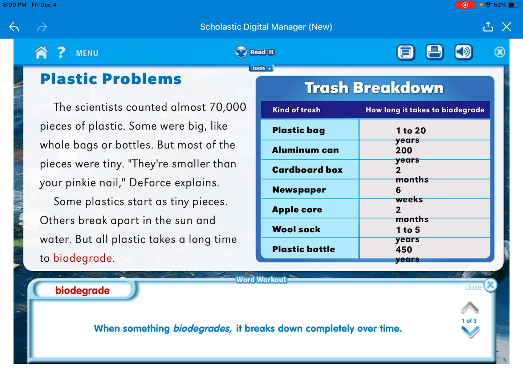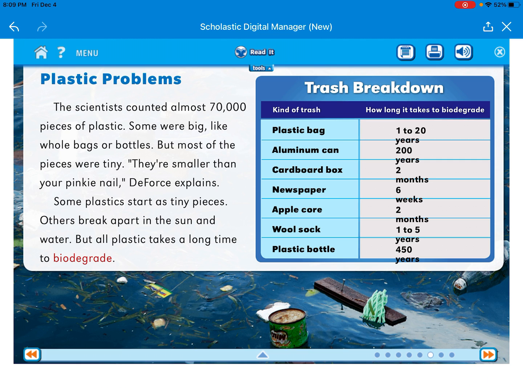If you were thinking of the glossary, you would be correct. The glossary can tell us what the words mean. Over here, though, on the right-hand side, we have a perfect example of a table. Okay, this table is called trash breakdown, and it's telling us how long different kinds of trash takes to break down.